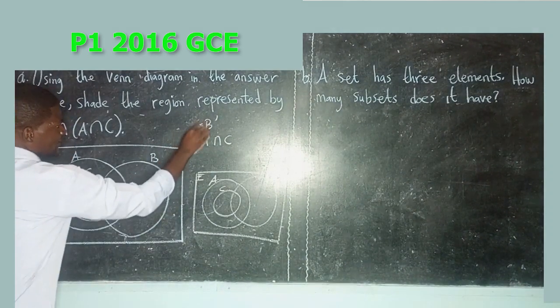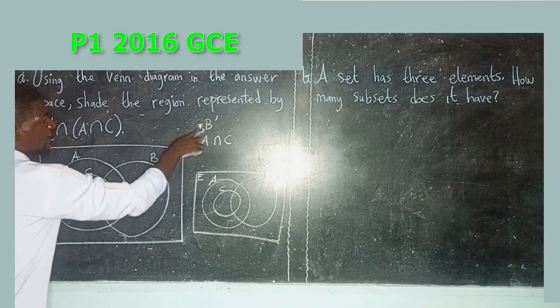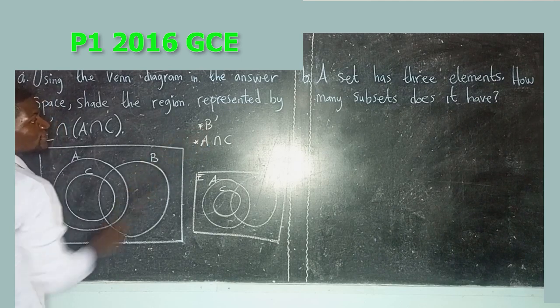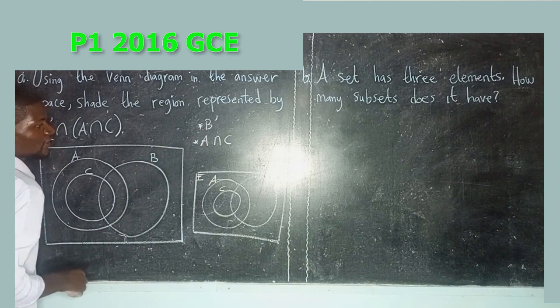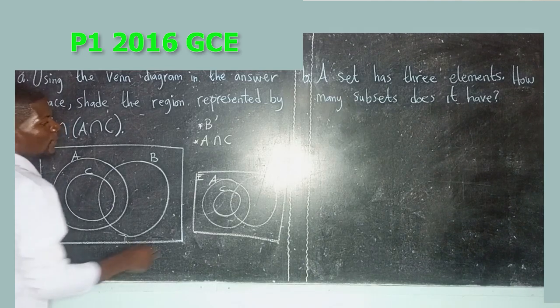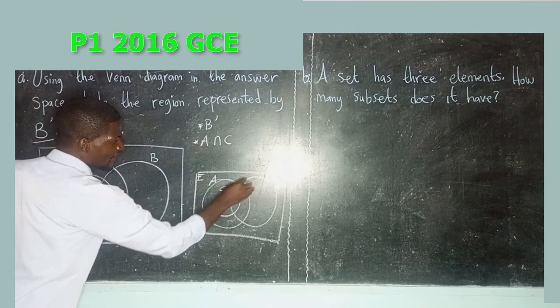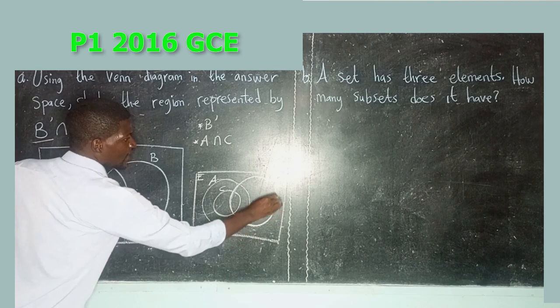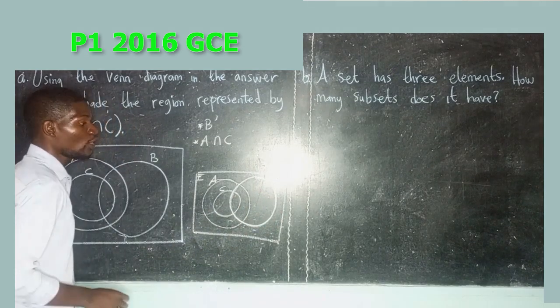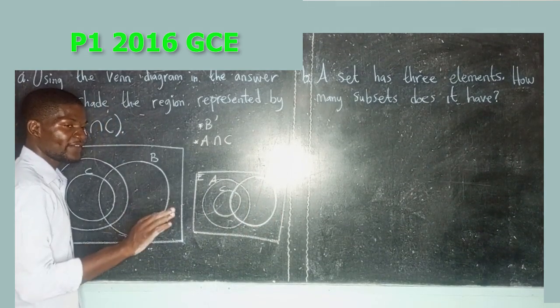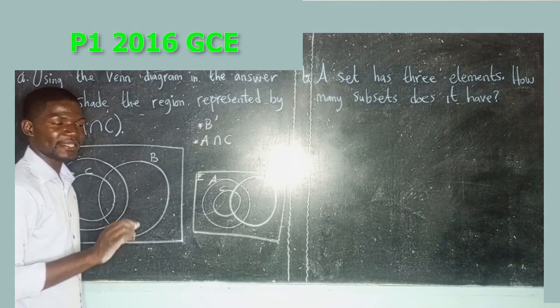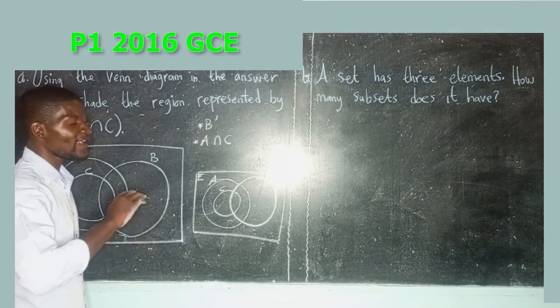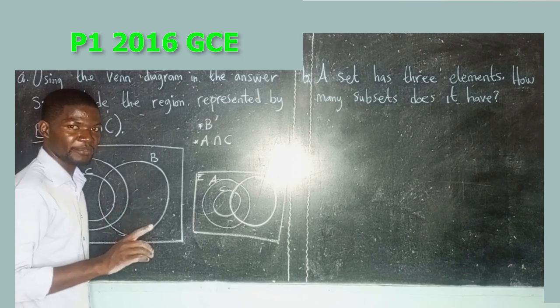Let's do these two things. One, let us shade B complement using vertical lines. Our B is here, and therefore B complement means everything that is outside B. So we're going to shade every area outside B except for B.